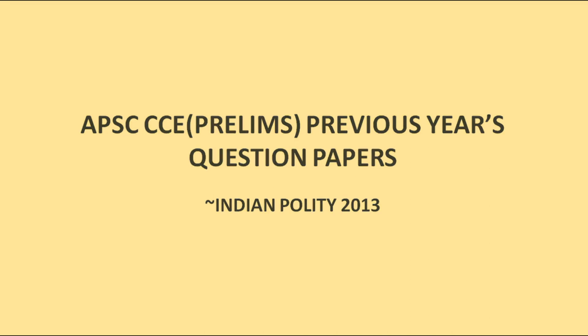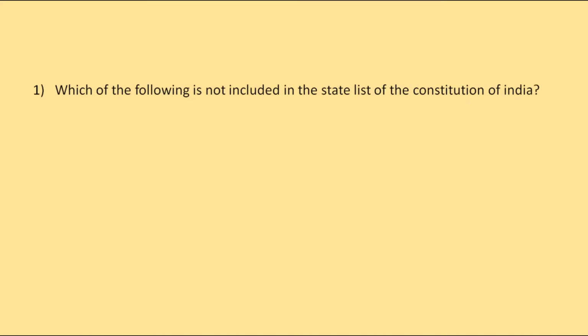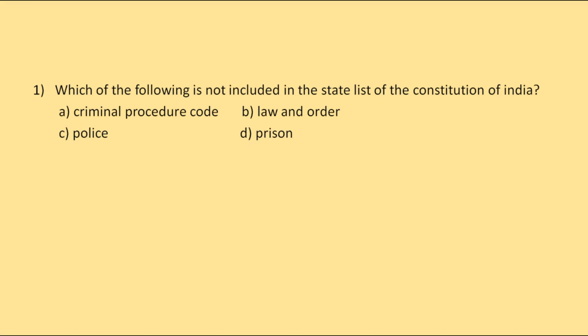So let's see. The first question is, which of the following is not included in the state list of the Constitution of India? Options are Criminal Procedure Code, Law and Order, Police or Prison. So the correct answer will be Criminal Procedure Code.